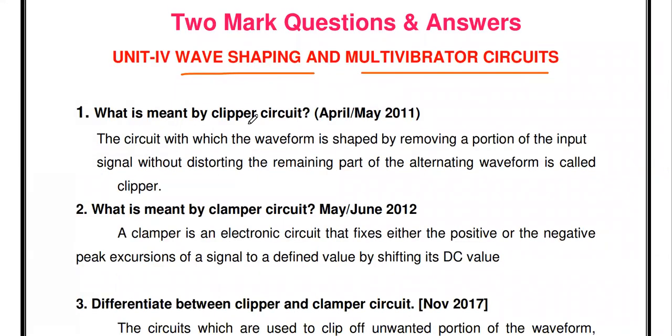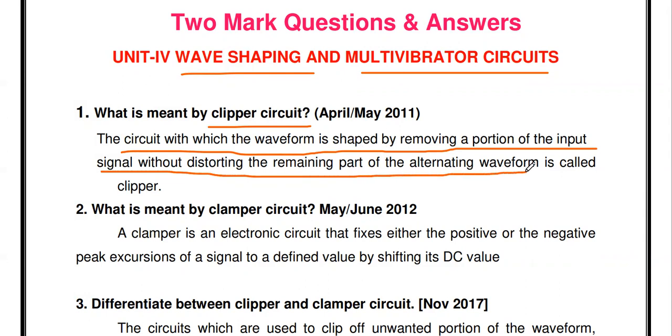The first question: what is meant by a clipper circuit? It is an April-May 2011 question. A clipper is a diode-based circuit; one of the important applications of a diode is the clipper. As the name implies, the circuit is used to clip, that is, remove some portion of the given input signal. The circuit with which the waveform is shaped by removing a portion of the input signal without distorting the remaining part of the alternating waveform is called a clipper. It removes the unwanted portion of the input signal without affecting the remaining part.